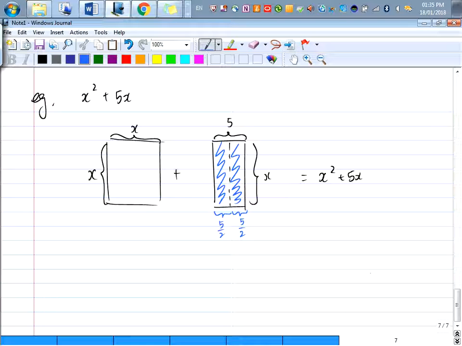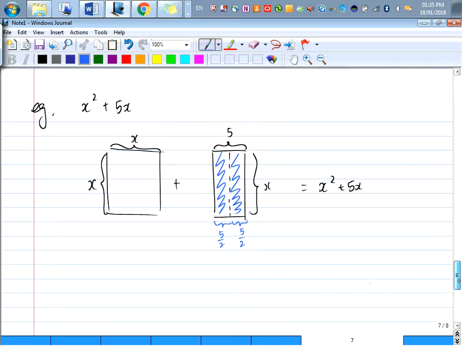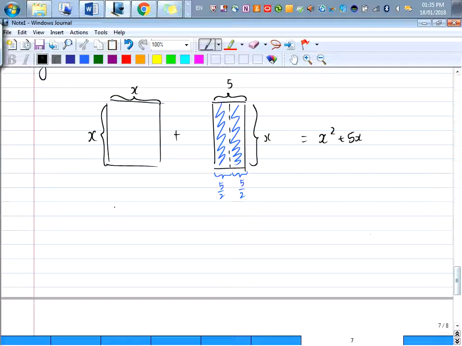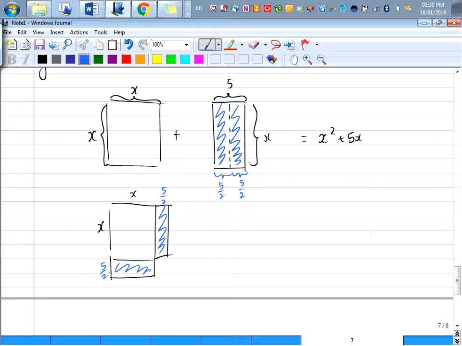I'm going to rearrange my picture. So this is still x and x. Then I put one piece over here, and I put one piece over here. Over here I have 5 over 2, and over here I have 5 over 2. Are they the same diagram? I didn't change the area, right? Did I change the area? No, still the same thing. So in other words, this is still a diagram of x squared plus 5x. Right? They are the same thing.